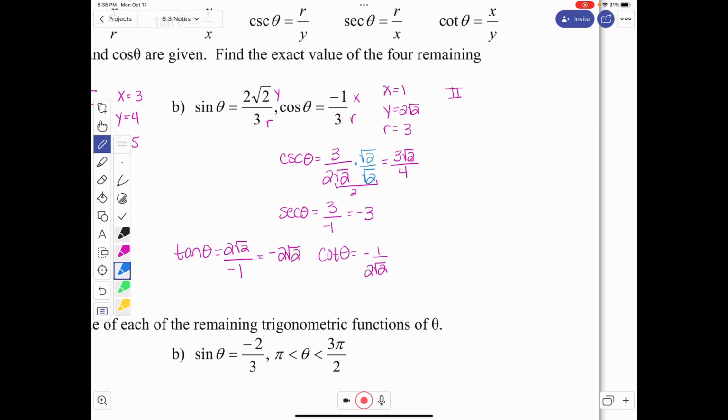And again, I have to rationalize my denominator. I'm going to multiply top and bottom by square root of 2 to get rid of that radical. So I'll get negative square root of 2. And then remember, that's going to turn into a 2. So I'll get negative square root of 2 over 4.